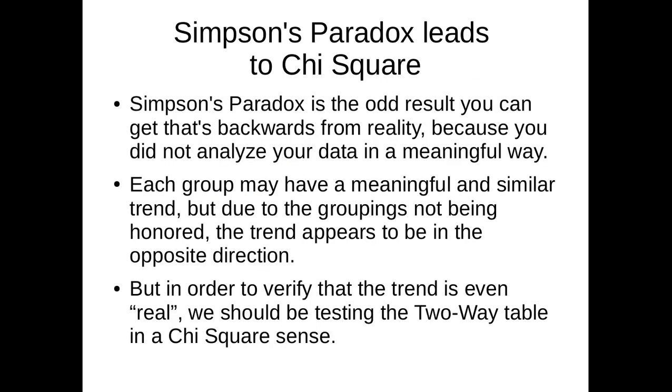So Simpson's paradox leads directly to the concept of chi-square, or even ANOVA, things like that. Simpson's paradox is the odd result you can get that's backwards from reality because you didn't analyze your data in a meaningful way. You didn't split your data along a really important variable. Each group may have a meaningful and similar trend, but due to the groupings not being honored, the trend appears to be in the opposite direction.